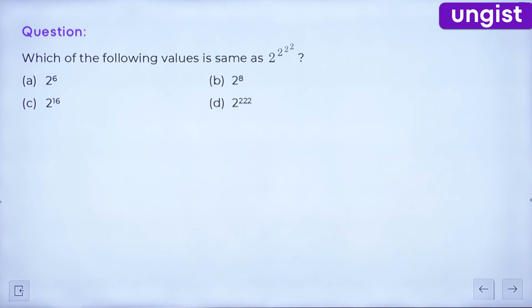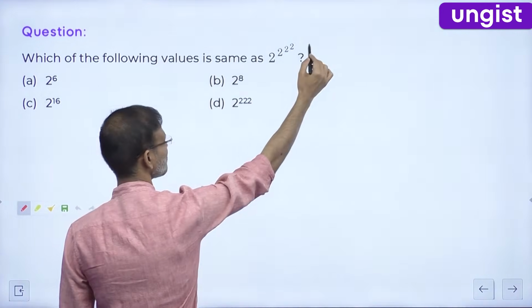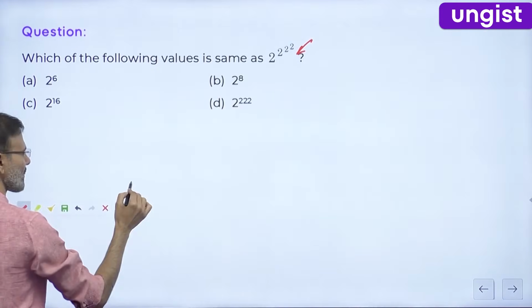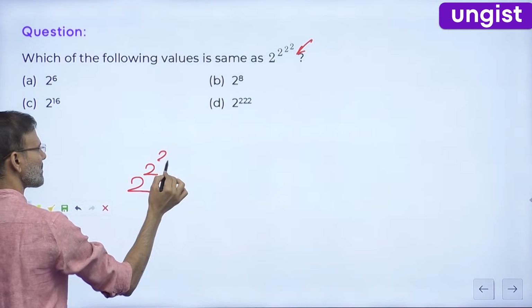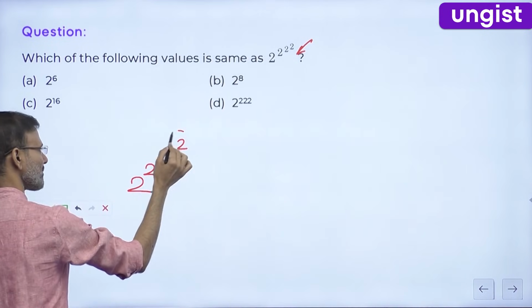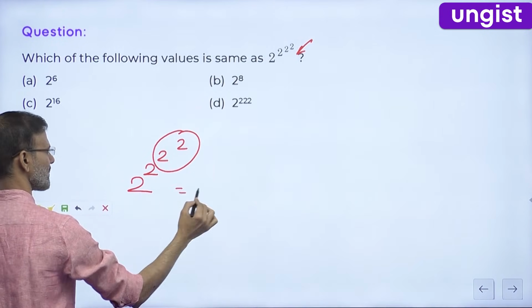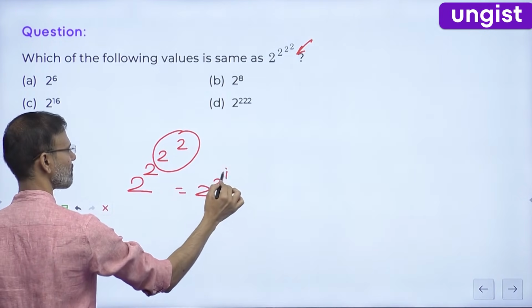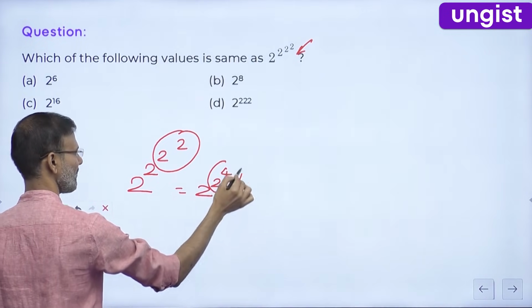अच्छा, what is the value of 2 raised to the power 2 raised to the power 2 raised to the power 2? देखिए, इसको कैसे करते हैं? You will solve this in top-down approach. Right, everyone? So 2 raised to the power 2 raised to the power 2 raised to the power 2. So first we will solve this. So this is 2 raised to the power 2 raised to the power 4, everyone. Okay? And then we will solve this.